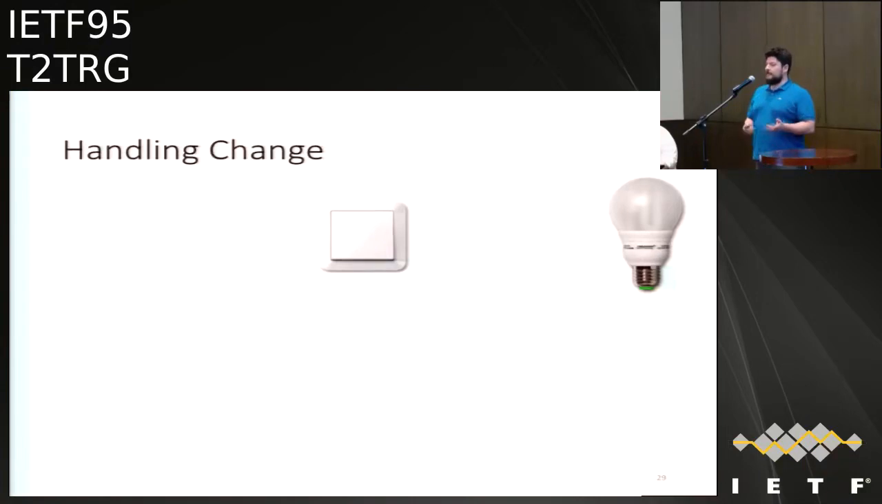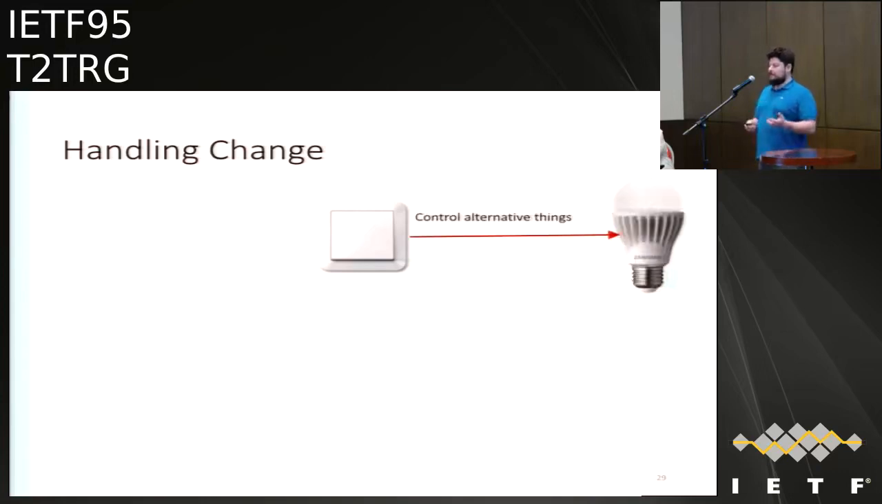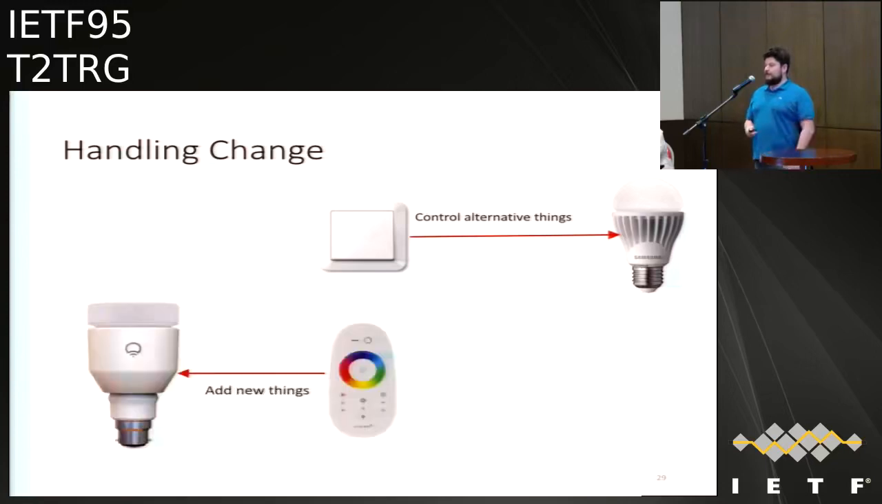So why do we actually need it? We need it to handle change, and it's specifically interesting for the IoT because we will have devices and things that are out there for decades. The basic idea is that we can bind two things together, so a light switch can work with a light bulb. We also want to replace these with new things so that they can control alternative things. At a later point, we want to add new things that can also be controlled, but we also want to make sure that these new things still work with the old things.